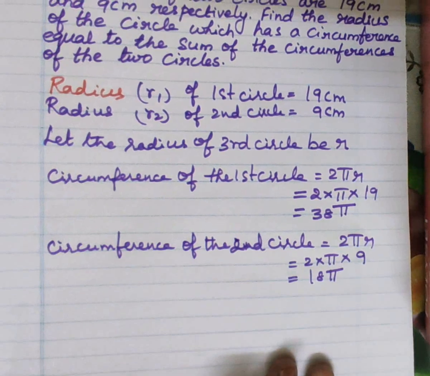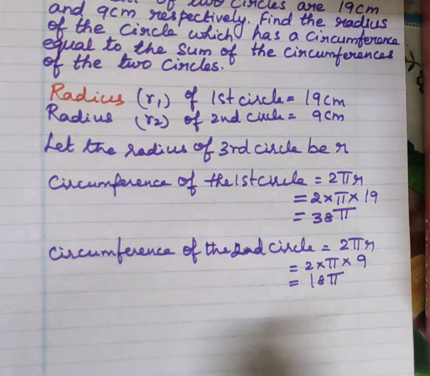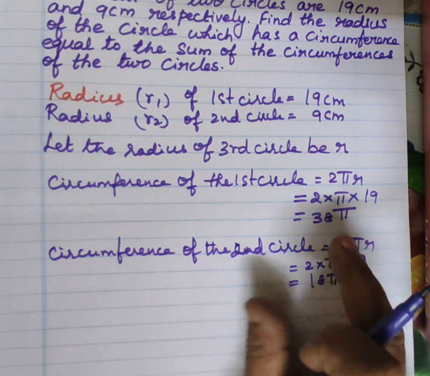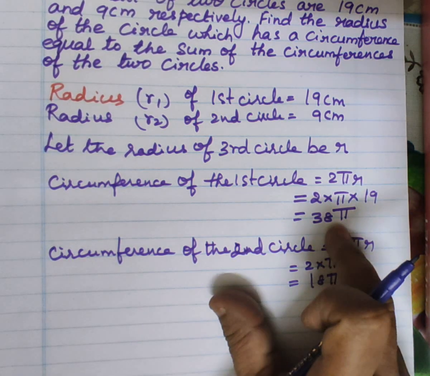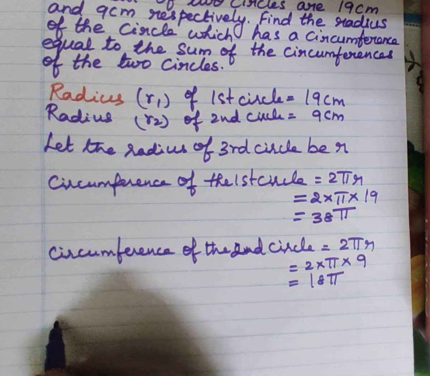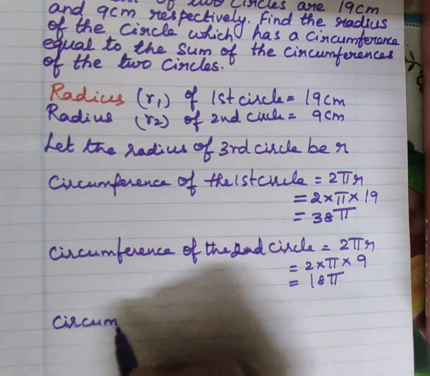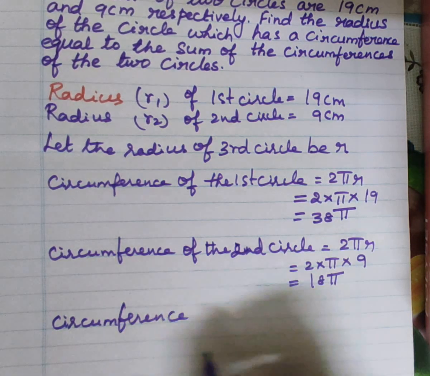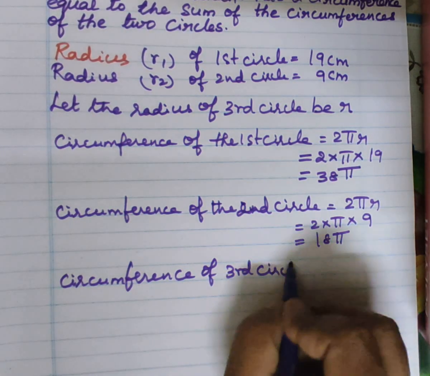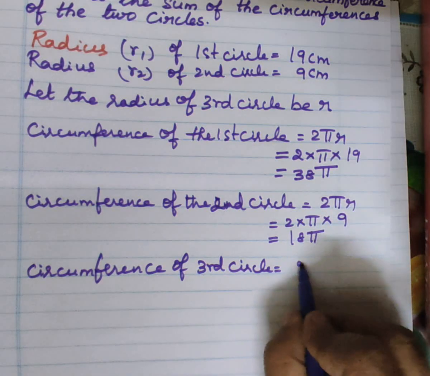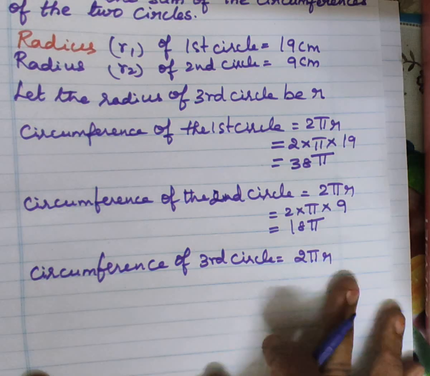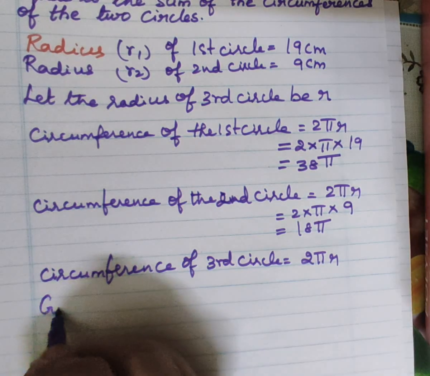Now what we have to find? We have to find the sum of these two circumferences, because the sum of the two circumferences will be equal to the circumference of the third circle, isn't it? So now what is the formula to find the circumference? We know. Now we are going to find the circumference of third circle. Here we don't know the radius, so let us write 2 pi r, because the formula to find the circumference is 2 pi r.